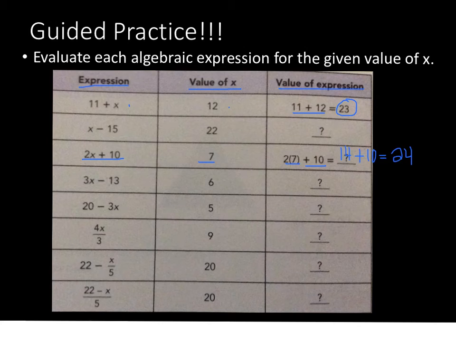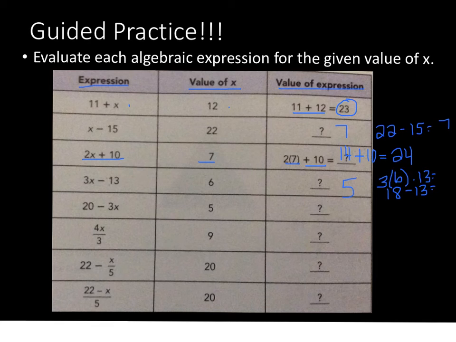So on this first one, I have x minus 15. The value of x is 22, so that's 22 minus 15, which gives us 7. All right, I'm going to skip to this third one. This is 3x minus 13, so that's 3 times the value of x here, which is 6, so 3 times 6 minus 13. I know 3 times 6 is 18, so that's 18 minus 13, which is 5.